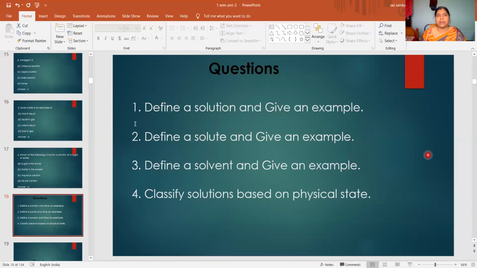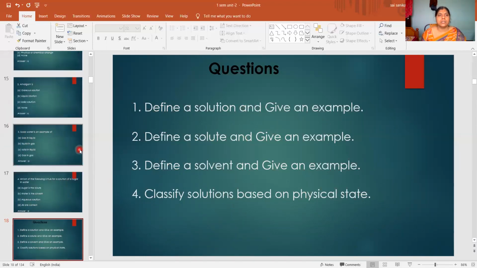For 1 mark questions: define solution, give an example; define solute, give an example; define solvent and give an example. And come to this classification. This classification is for 3 marks. Classify solutions based on physical state. This is a 3 marks question. So maximum repeated questions are these: define solution, solute and solvent.